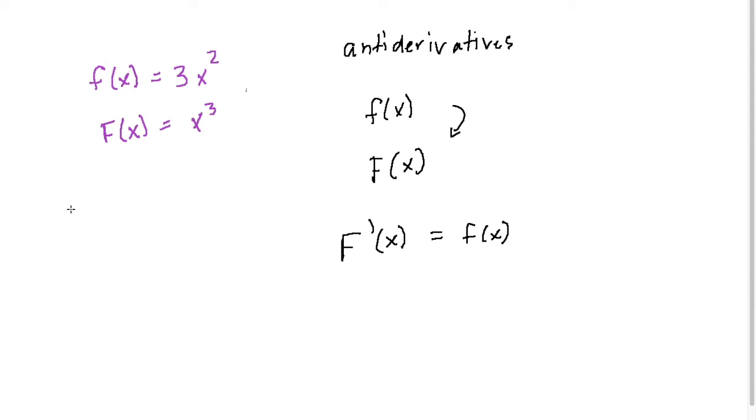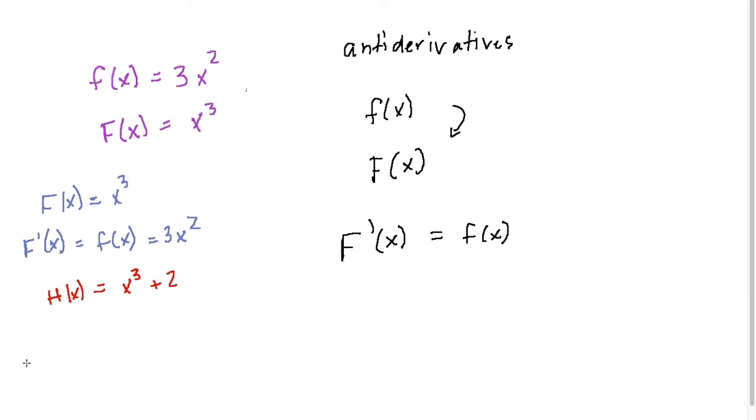Let's imagine that you try this out and you say, okay, capital F of x is x cubed. What's the derivative of capital F of x? So you'd say, well, the derivative of capital F of x, which is equal to our original function, is 3x squared. This seems to make sense. But imagine some other function. This function we're going to call h of x. And let's say h of x is equal to x cubed plus 2. So you take the derivative of capital H of x, which is equal to the original function, f of x, which is also 3x squared.